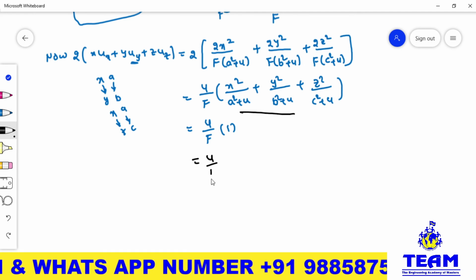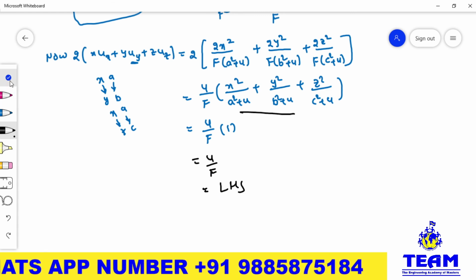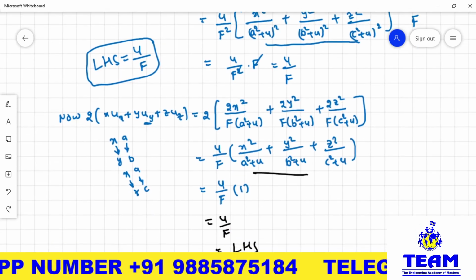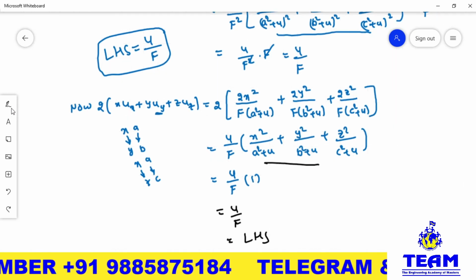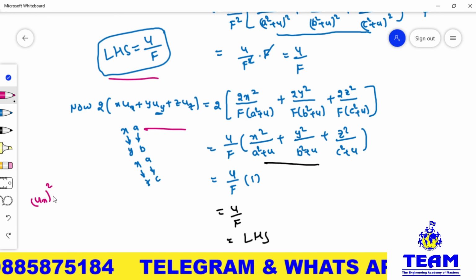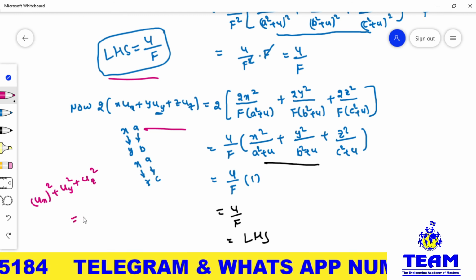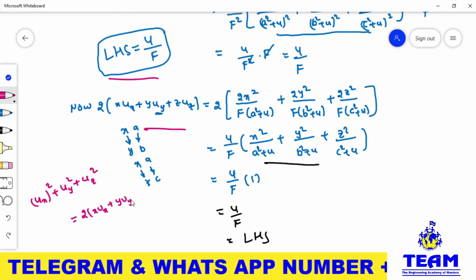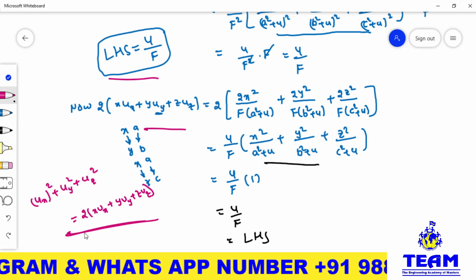Then you will have 4 by F. Actually, what is the 4 by F we have? LHS. Yes or no? You see, the LHS value is 4 by F. So LHS is equal to RHS. This is LHS, and this is RHS. So LHS is equal to RHS. Therefore, we can say (∂u/∂x)² + (∂u/∂y)² + (∂u/∂z)² is equal to 2 times of x u_x + y u_y + z u_z. That's it. Hence proved.